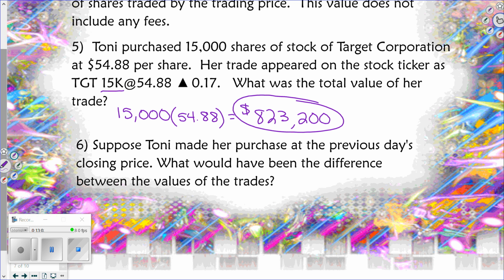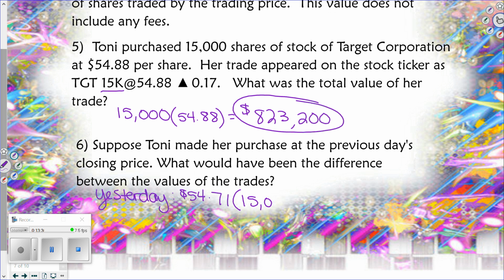So yeah, what was yesterday? What'd you say? 54.71. Okay, so again, just to recap how she figured that out. If it says that this price was up 17 cents from yesterday, subtract 17 cents from this to bring it to yesterday. You always do the opposite of what that arrow is to go back to the day before. So this was yesterday's price. And then, if she did it yesterday, it's still 15,000 shares. So we'll multiply that by 15,000.